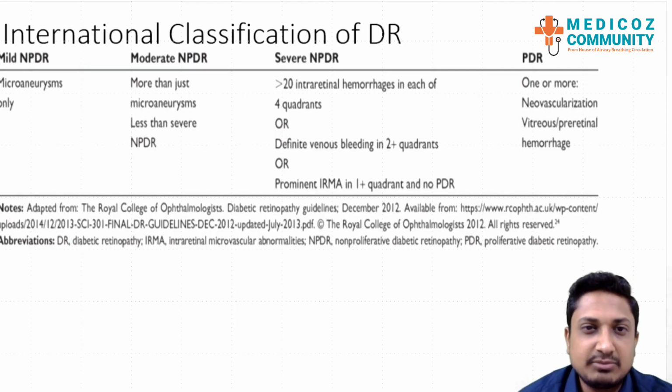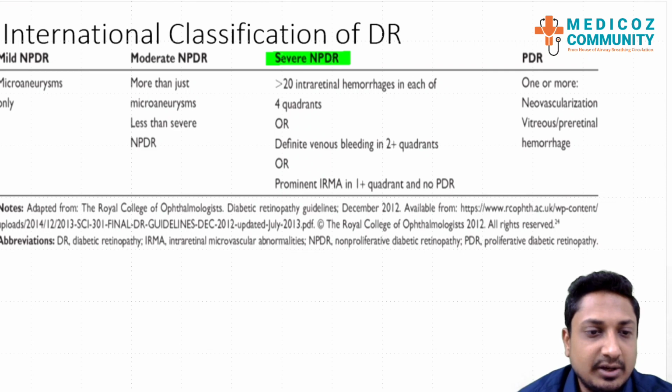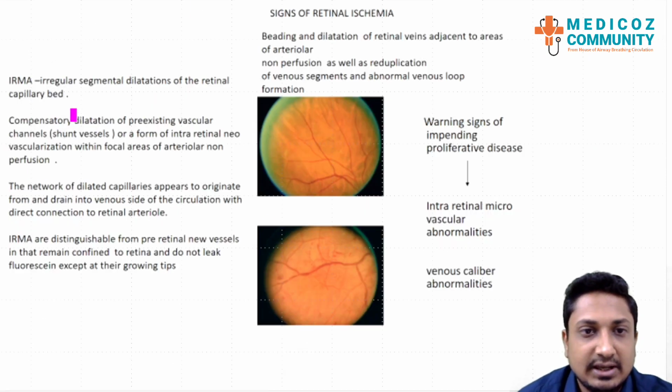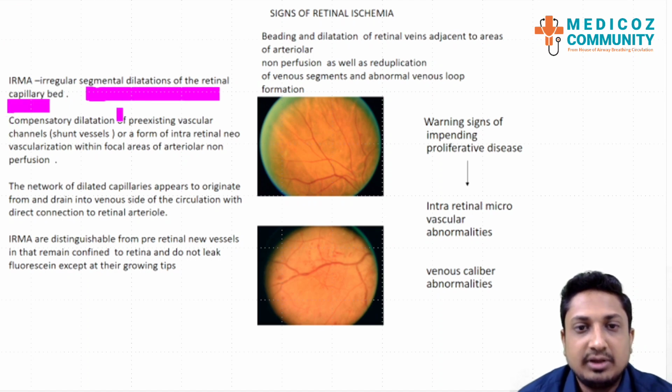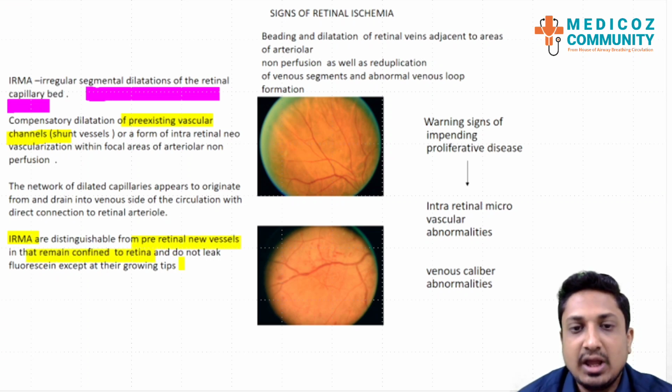Also, something about IRMA that you should know: IRMAs are found in the severe NPDR grade of diabetic retinopathy. How do they look? They look like this. They are irregular segmental dilatations of the retinal capillary bed. These are compensatory dilatations, actually, because of the pre-existing vascular channels, that is, shunt vessels. They are distinguishable from the pre-retinal new vessels because IRMA remain confined to the retina and they do not leak. When fundus fluorescein angiography is done, they will not leak except at their growing tips.